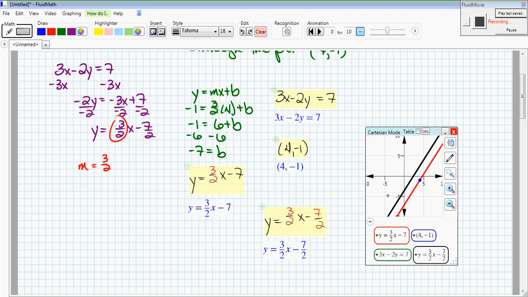3 halves x minus 7 halves. There we go. You can see that it graphed the black line, y equals 3 halves x minus 7 halves, right over the line 3x minus 2y equals 7, which it should, because that's what we believed it was when we solved for y, and that's how you're going to do the next two examples.